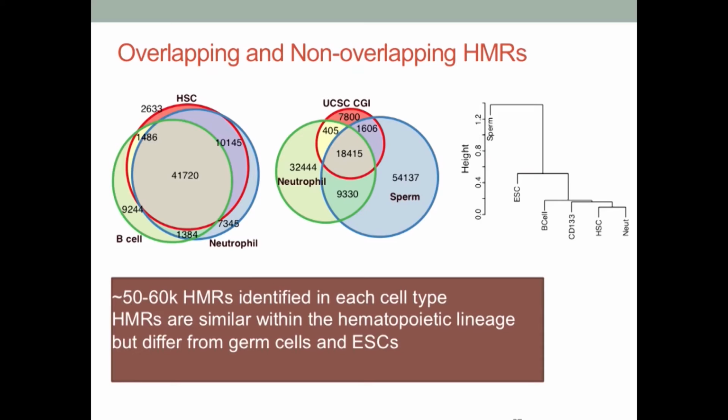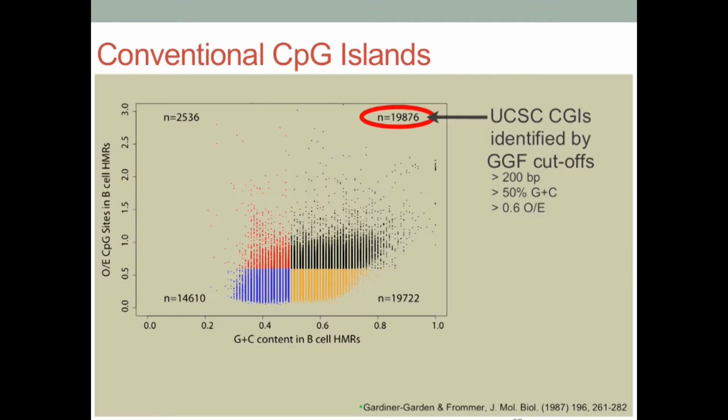If we take the genome coordinates of all of the HMRs and overlap them to see where they're shared and which ones are cell type specific, we find that within blood, many of the HMRs are shared to some degree between all of the blood cell types. But then you find thousands of regions that are actually cell type specific. If we look at how a blood cell overlaps a sperm cell, for example, outside of the lineage, you see many more tissue-specific HMRs.